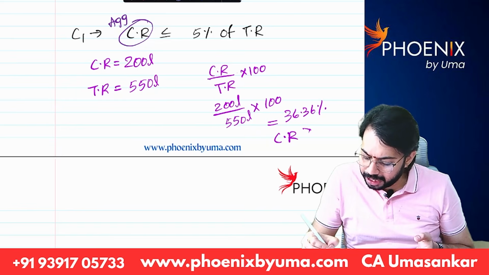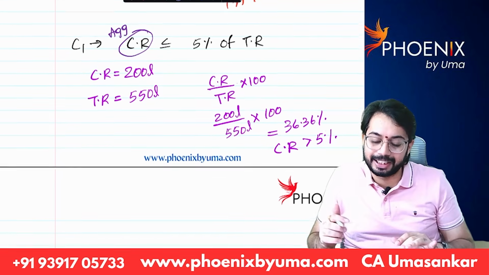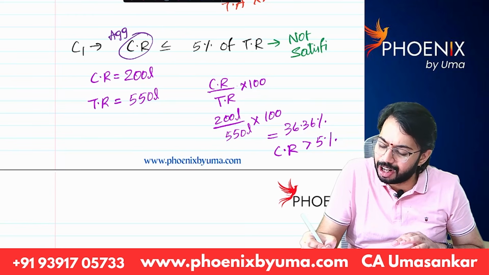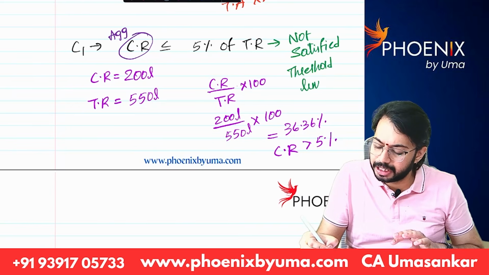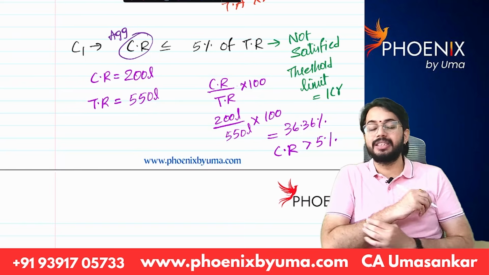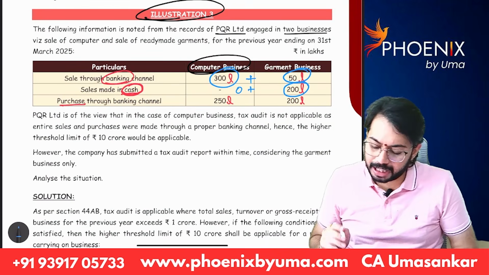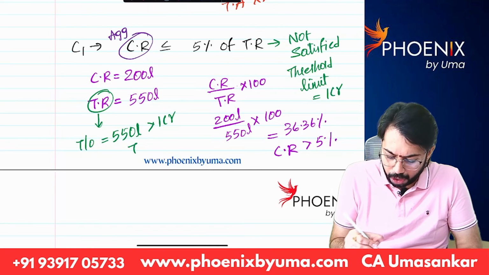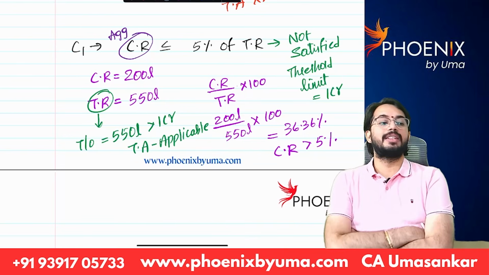That means cash receipts are more than 5% of total receipts. So this condition is not satisfied. As this condition is not satisfied, the threshold limit is 1 crore, not 10 crores. Are you able to understand? So how much is turnover here? Total receipts are nothing but turnover. Turnover is 550 lakhs, which is more than 1 crore. So tax audit is applicable. Are you able to understand?